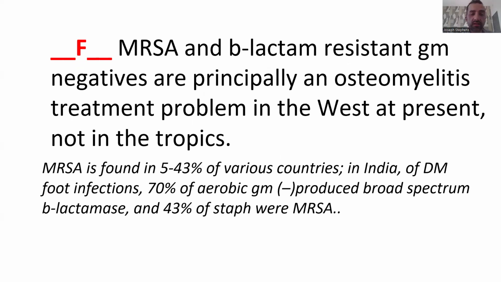True or false, MRSA and beta-lactam resistant gram negatives are principally an osteomyelitis treatment problem in the West at present, not in the tropics. The answer here is false. MRSA is found in ranges from as low as 5 to as high as 43% in various countries. In India, of diabetic foot infections, 70% of aerobic gram-negatives produce broad-spectrum beta-lactamases, and 43% of staph are MRSA. So there's lots of antimicrobial resistance in low-income countries as well.